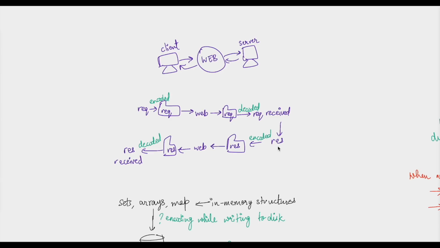Then it generates the response, it first converts or encodes that. So this is the encoded response, it goes from the web to the final client where it is again decoded and then processed. So this is what the cycle of encoding and decoding looks like, and how you encode here, it should be able to be decoded there.